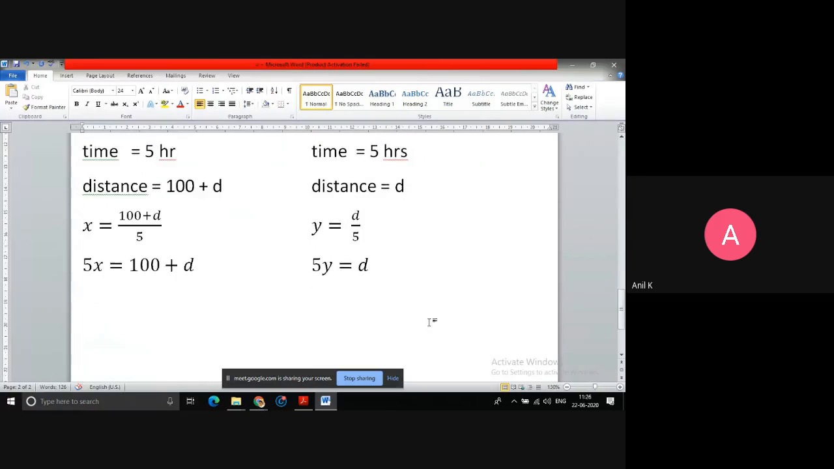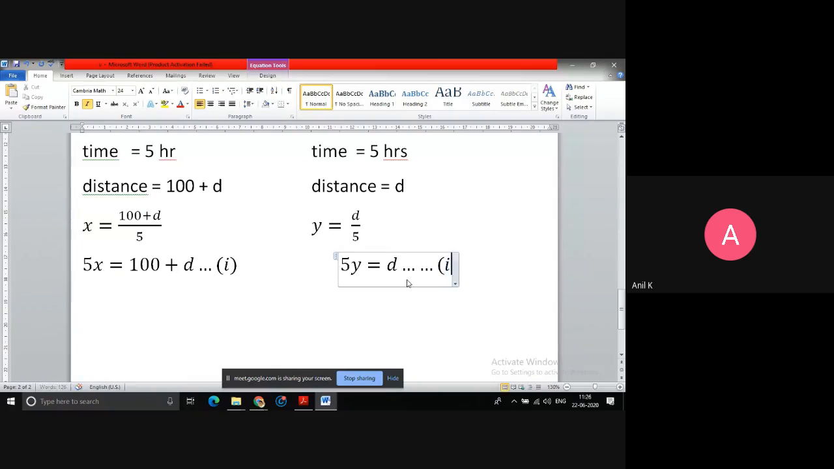Everyone agree up to this step? I am just sending 5 to the left hand side, so it will be 5x equals 100 plus d, and here also you send the denominator 5 to the left hand side, it will be 5y equals d. Now I got the d value as 5y. Can I substitute the d value here? If you want, let me give the equation numbers here. Multiple equations you'll get. This is equation number 1.